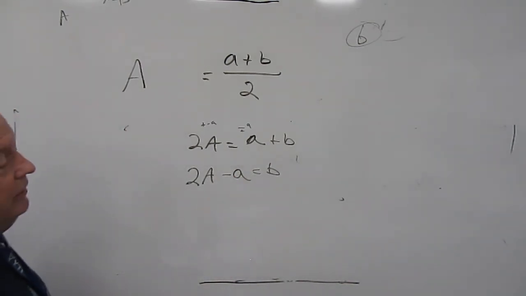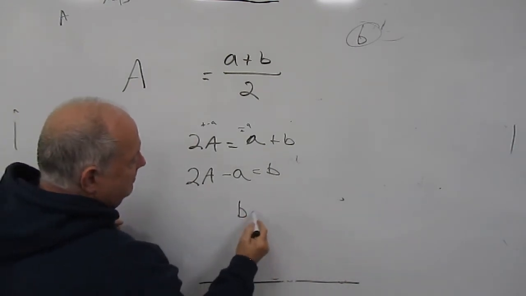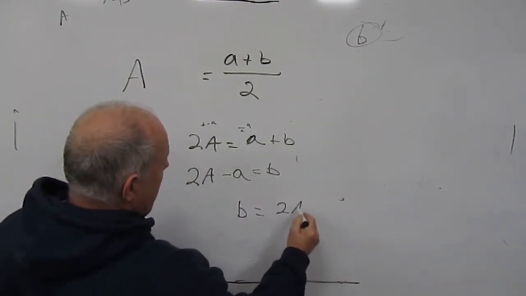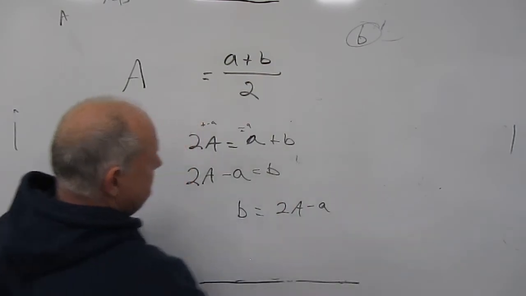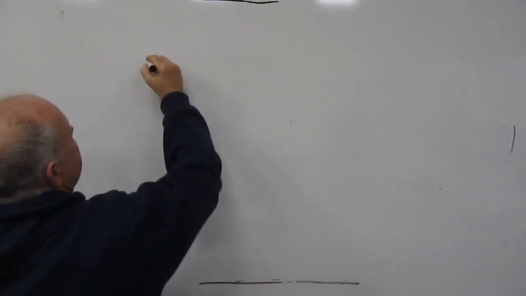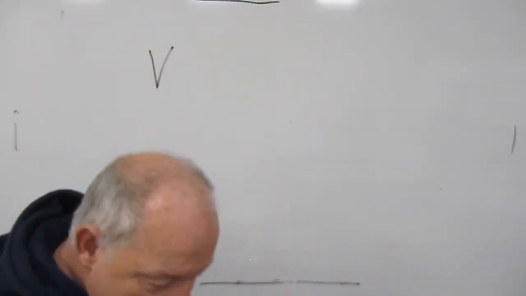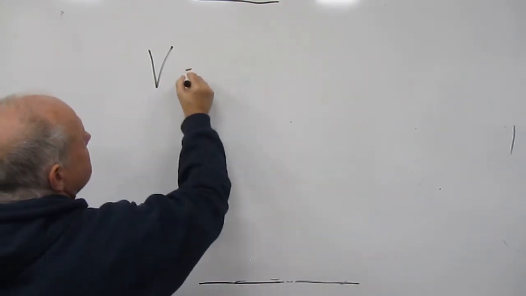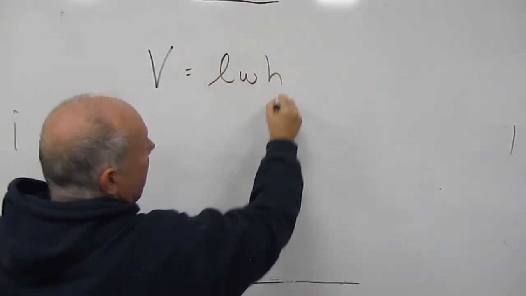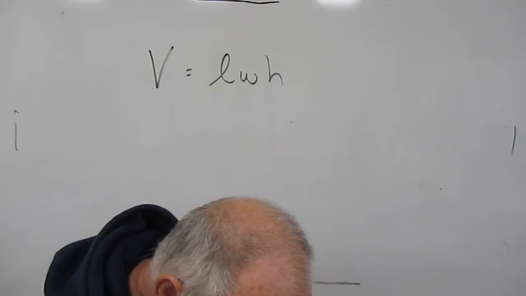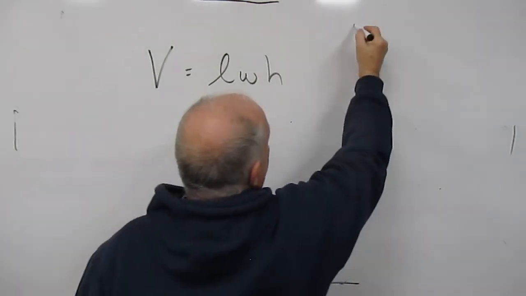That works well. You can flip it around. B equals 2A minus little a. This is a good one. V equals LWH, and you want to solve for W.